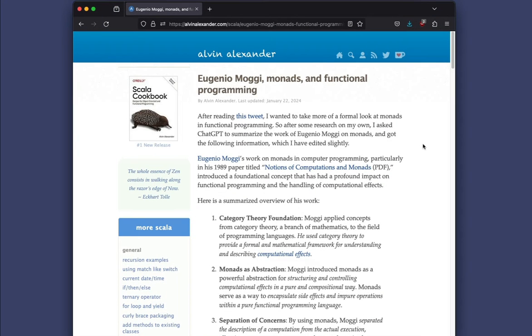But what I didn't do there was give credit to the proper person. So I wrote this on my website. There is a man named Eugenio Moggi, if I'm saying his name right. And in this 1989 paper that he wrote, he had created or discovered a concept that would have profound effect on functional programming and how functional programmers would handle computational effects.